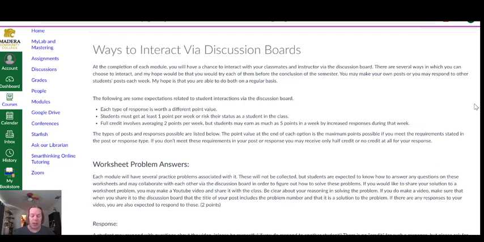So if you do a lot of, not that you want to be spamming the discussion board, but if you're responding to people's questions, that's a good way of showing that you are engaged and you're willing to interact with the other students, and you can get a bit of extra credit for doing that.